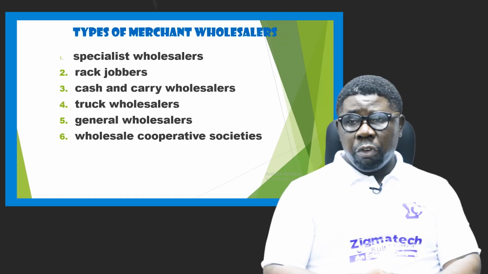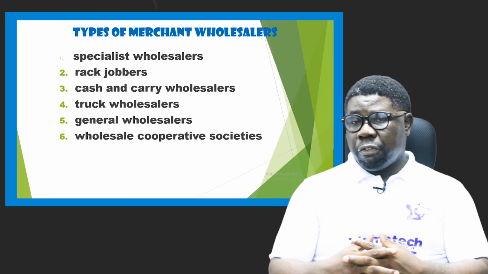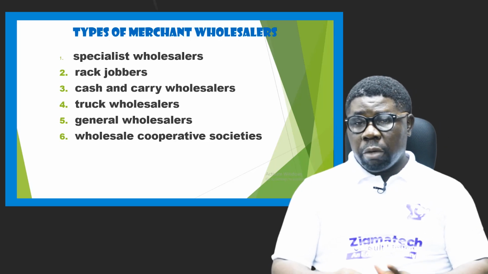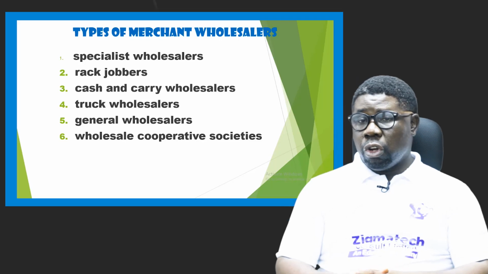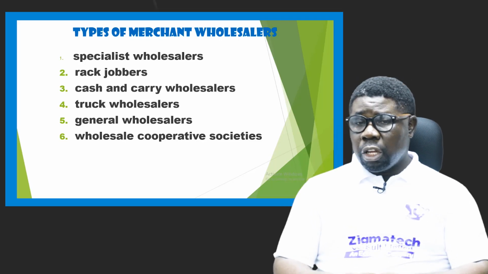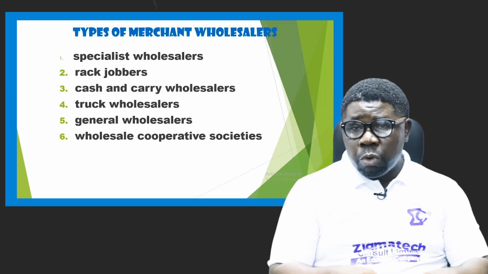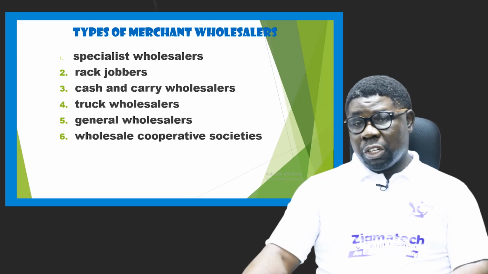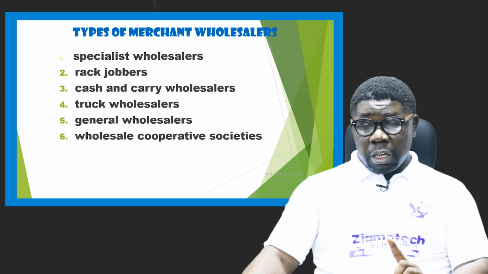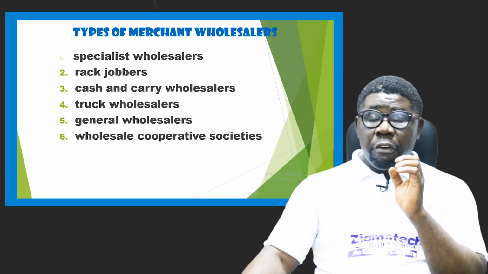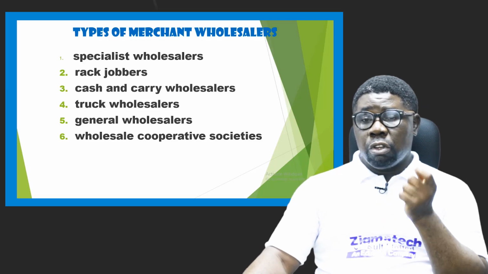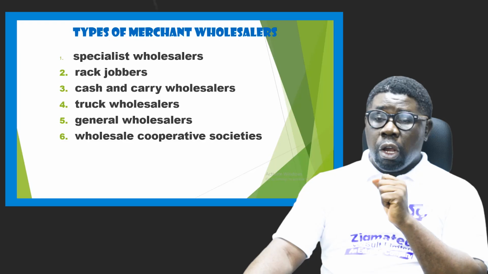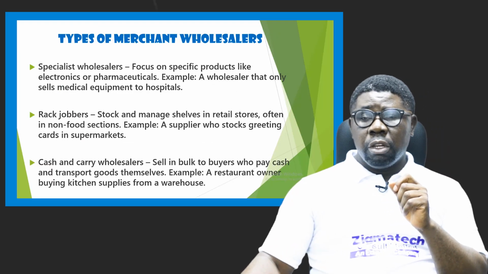So how many types of merchant wholesalers do we have? We have 6 types of merchant wholesalers. We have specialist wholesalers, rack jobbers, cash and carry wholesalers, truck wholesalers, general wholesalers, and wholesale cooperative societies. These are examples of merchant wholesalers. We have very good information here, so please take note of it. Now, let's look at them one at a time to get a little more information about them.